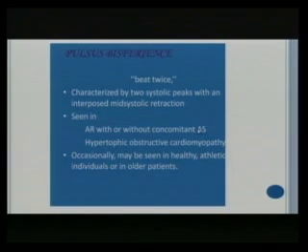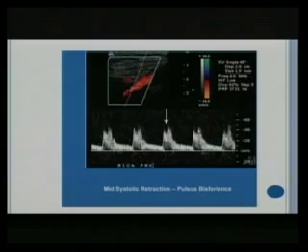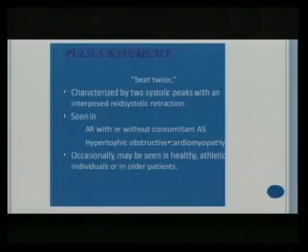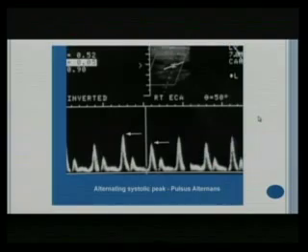So what is this pulsus bisferiens? It's just a Latin term that says beat twice. It is characterized by two systolic peaks with an interposed mid-systolic retraction. Does everybody appreciate 1 and 2 systolic peaks? Seen in aortic regurgitation with or without concomitant aortic stenosis. It can also be seen in hypertrophic obstructive cardiomyopathy. It is occasionally seen in healthy athletic individuals or in older patients. So that is one anomaly that we have seen. So basically AR without AS, and can be seen in HOCM.